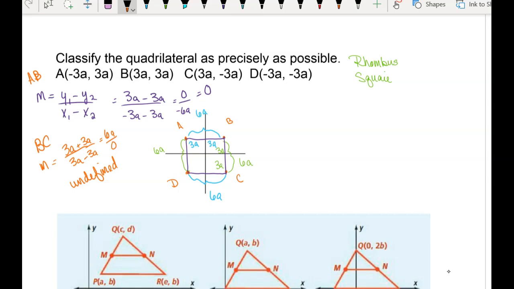And what kind of line do we have where the slope is 0? We have a horizontal line. So we have a horizontal line and a vertical line. That tells me that this angle is 90 degrees. So if we were to continue doing this, we would see that A and D also have 90 degrees. So this is a square.